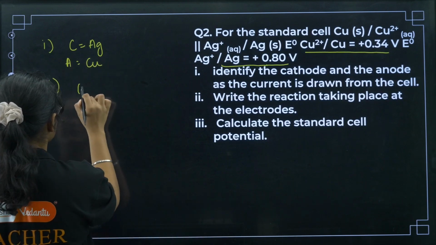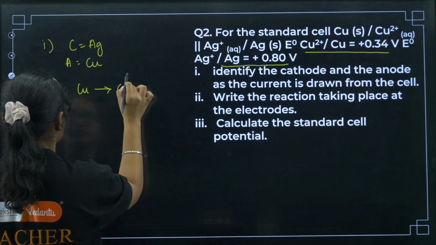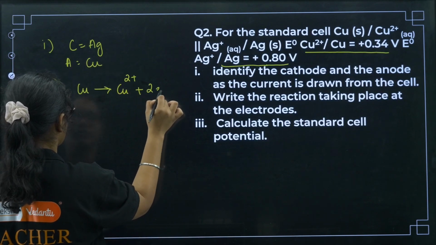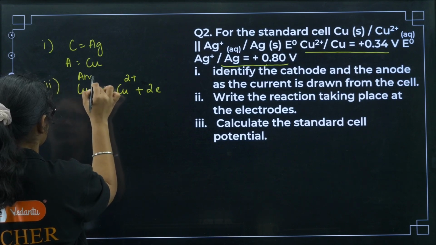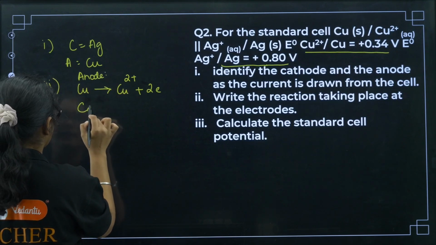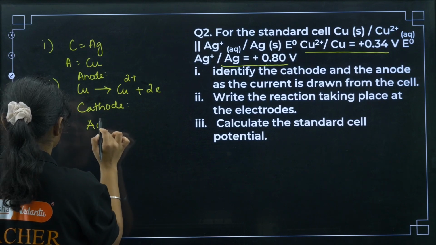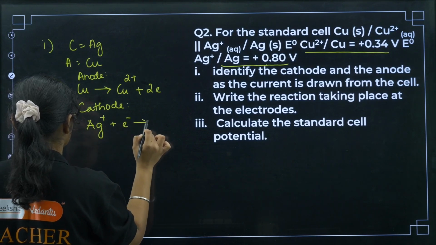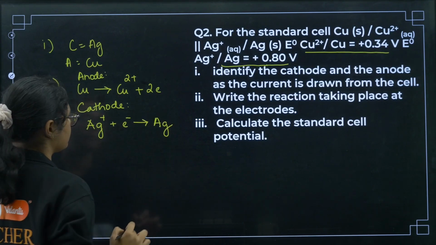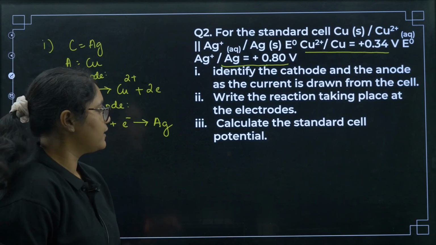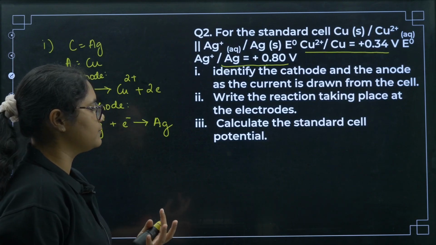So what will be the reaction? Oxidation, Cu to Cu2+ plus 2 electrons. This is at the anode. And at the cathode, silver is undergoing reduction, right? So Ag+ plus electron gives Ag. Done. Next we have: calculate the standard cell potential.